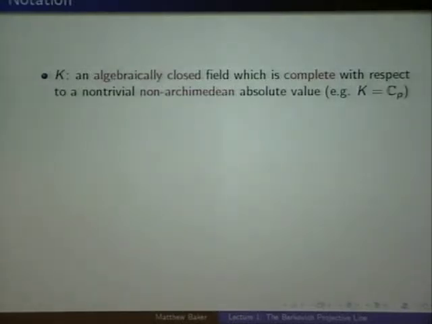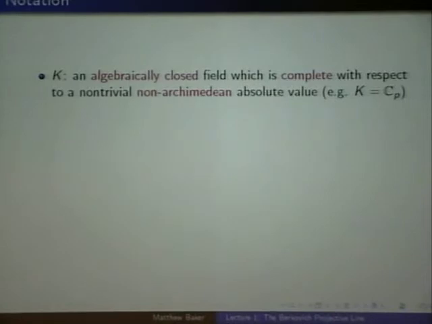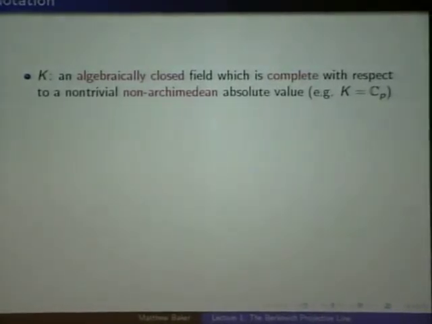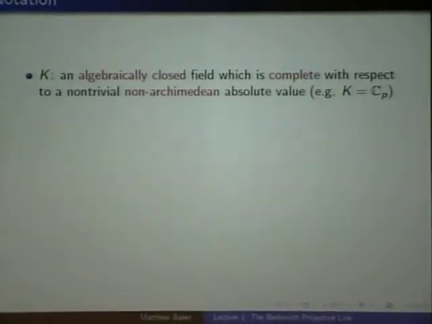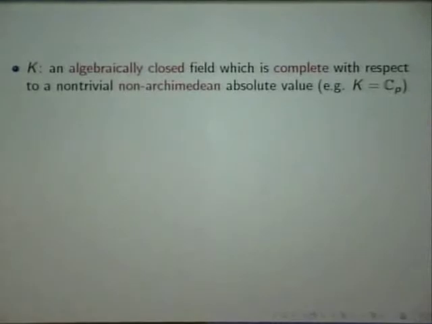All right, now notation-wise, a very important convention that I'll lay out from the beginning and I'll repeat in every one of my talks is that my ground field K is going to be an algebraically closed field, which is complete with respect to some non-trivial, non-Archimedean absolute value. So if you want to have a very concrete thing to keep in mind, you can imagine that K is the field C_p that Brian defined in his talk.